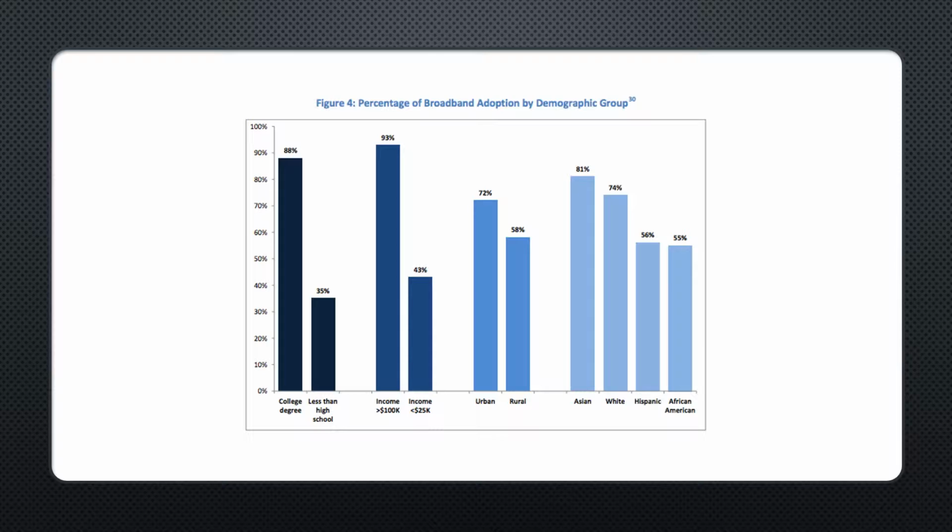In this slide, I have attached a graph that shows the demographic groups and their digital divide, such as their education, income, whether they live in urban or rural areas, as well as race groups.